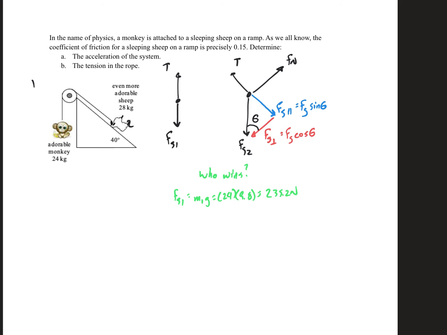And then we have to figure out what the FG sine theta is, or the parallel component here. So this is going to be M2G sine theta, which is about 176.4 newtons. So it looks like this guy wins the race. So that tells me that the acceleration is going down for the monkey and up for the sheep. So acceleration is down this way and up the ramp this way for the sheep.